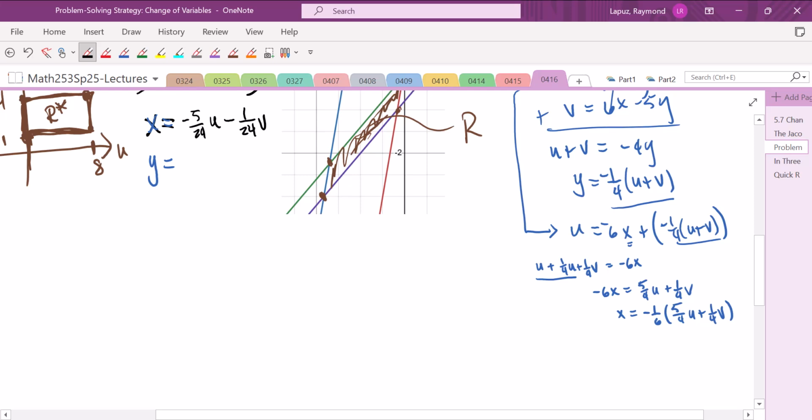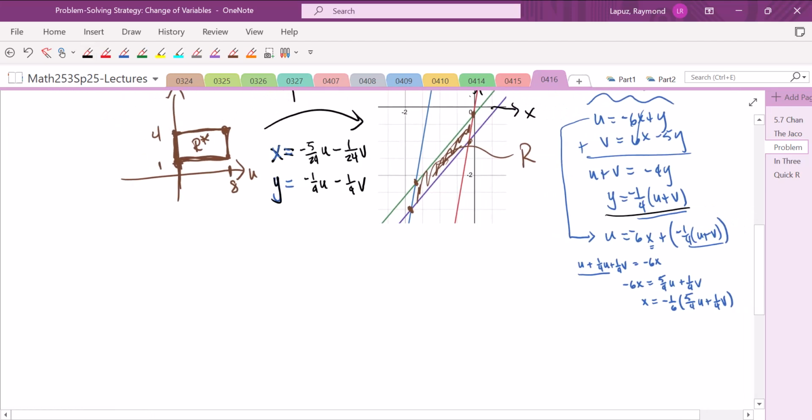And separate it as much as possible because I'm going to want to take derivatives of this. Our y is equal to, that's up here, negative 1/4 u minus 1/4 v. Okay, so that is our transformation.